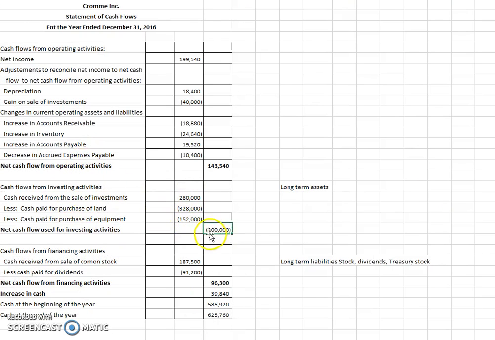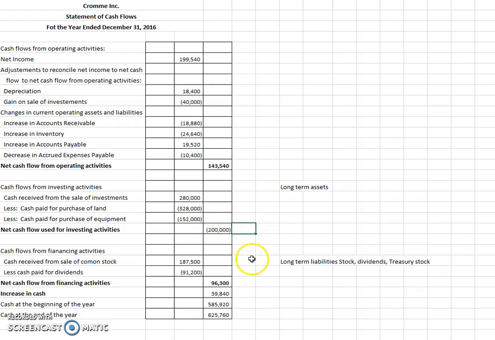When I net these numbers together, I actually have a negative, which means that I call it a net cash flow used, because it was negative, for investing activities. If it had been positive, it would have said from investing activities, but it was used because it happens to be a negative number. I spent more than I brought in for these investing activities.